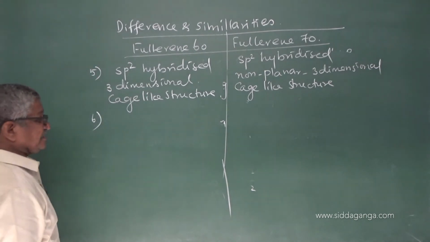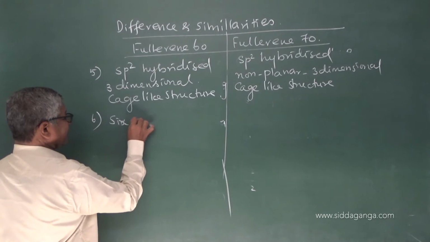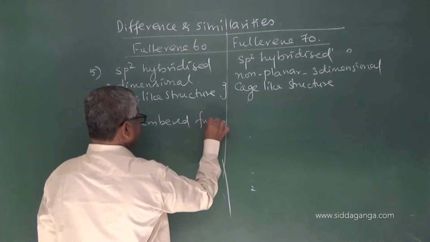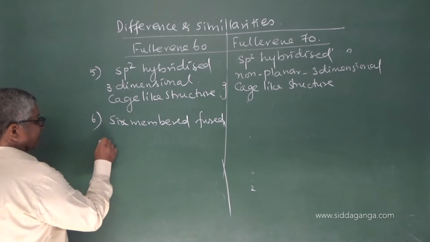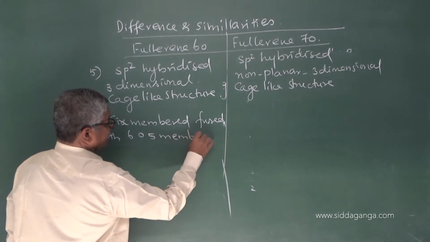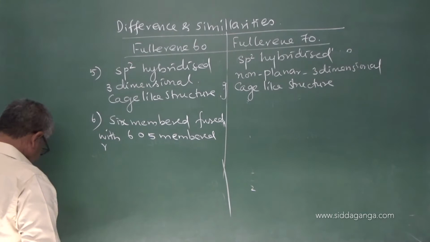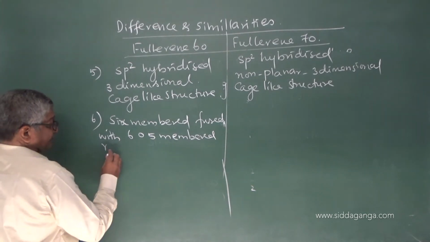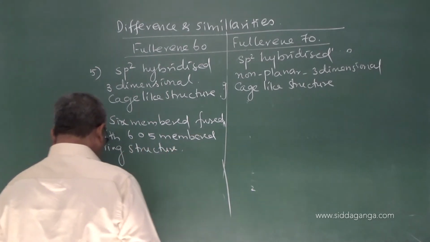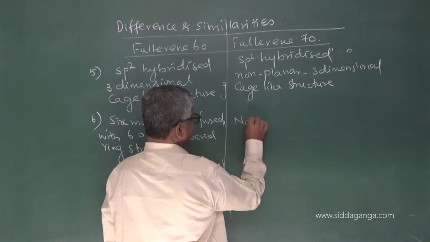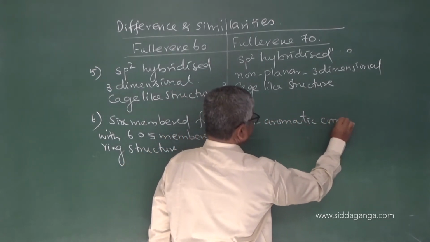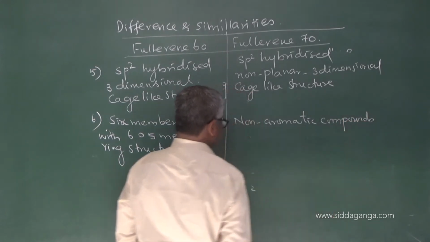In fullerene 60, six-membered rings are fused with six or five-membered ring structures, whereas it is a non-aromatic compound.